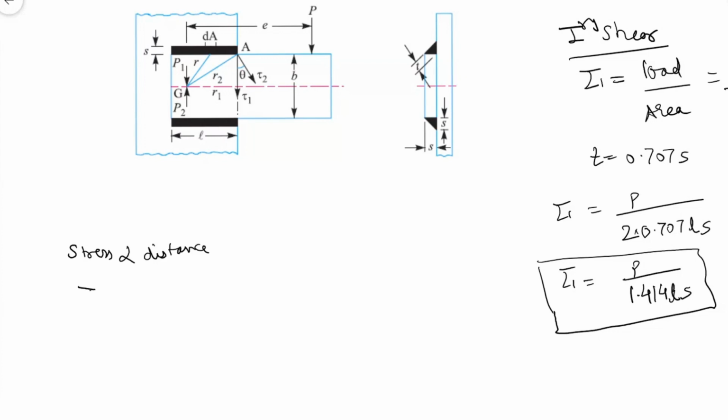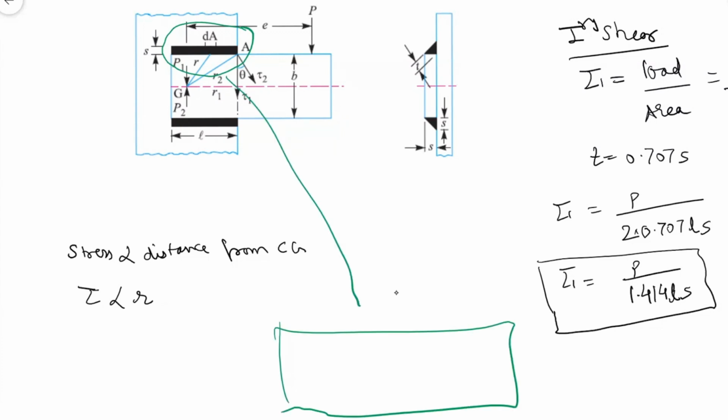So if the stress is tau somewhere, then the distance is r, and this distance is from CG. So you can see in the sketch, r is the distance from the CG, and at that point r, the stress is tau. And we are talking about this small area dA. So out of this weld, this whole weld is here. So I am drawing it here, this weld. Now there are infinite areas. I am considering this much area here.